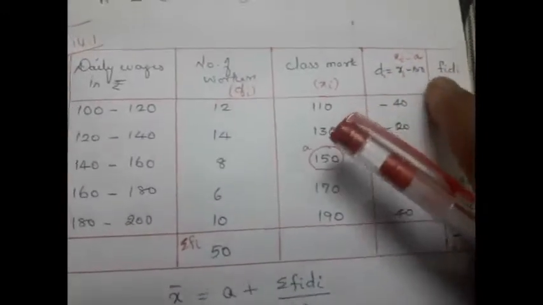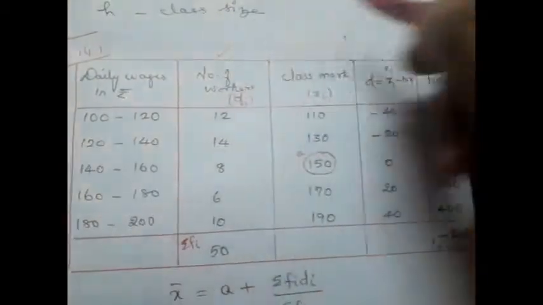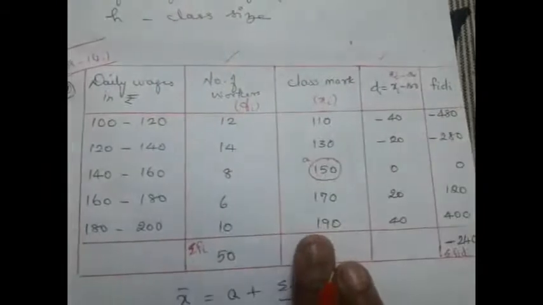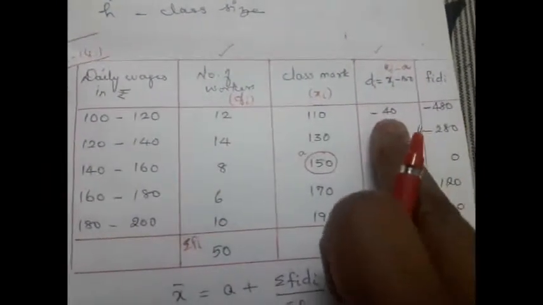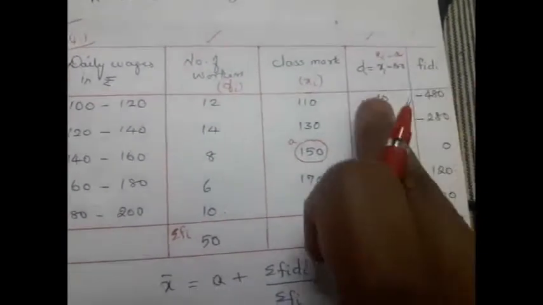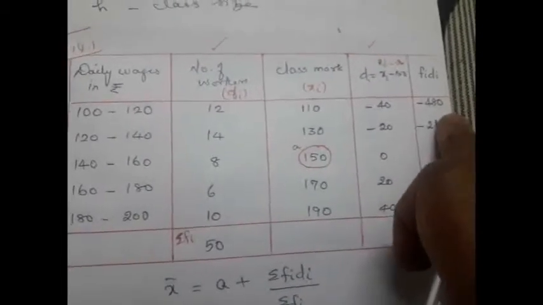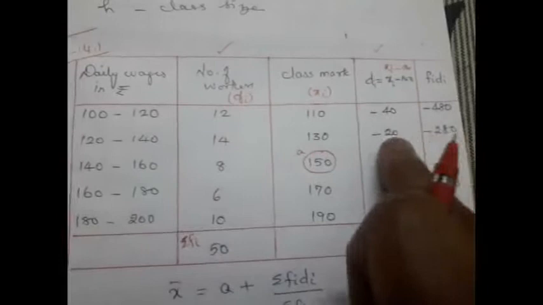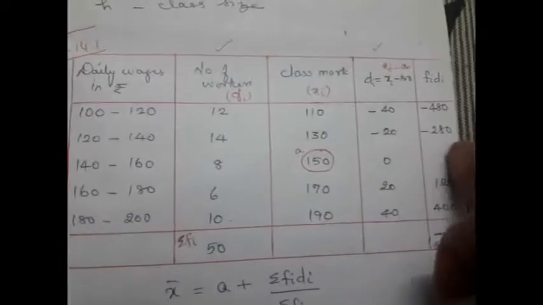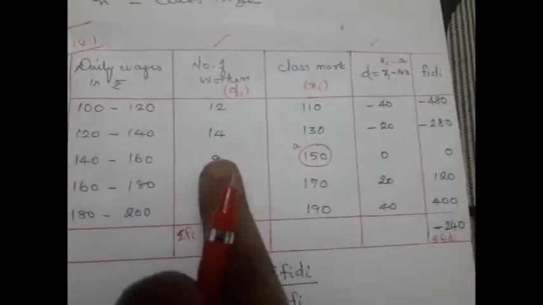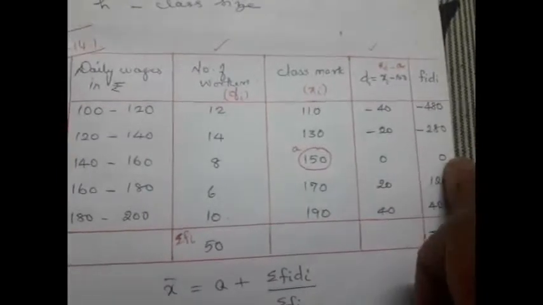Next, what are we going to find? Fi Di. In the sense, we need to multiply Fi values with Di values. In between xi values, we don't need. Right? Fi with Di. So, 12 into minus 40, you will get minus 4 12s are 48 into 10, so minus 480. Then 14 into minus 20 is going to be minus 280. 8 into 0 is going to be 0.